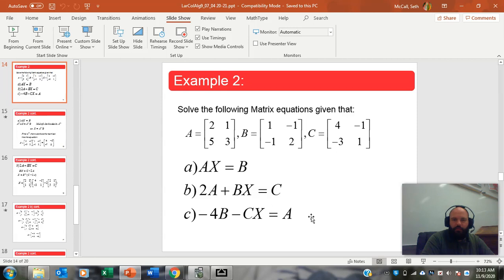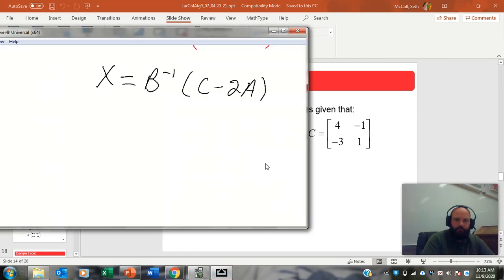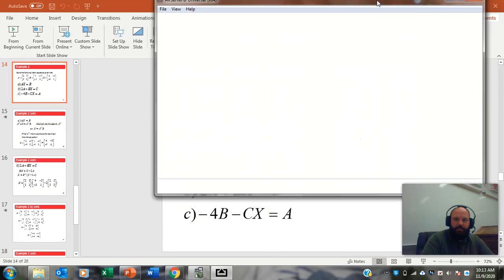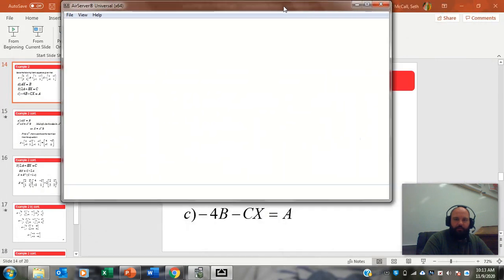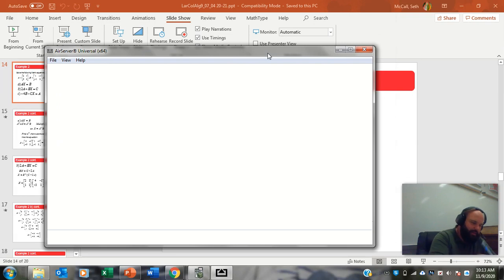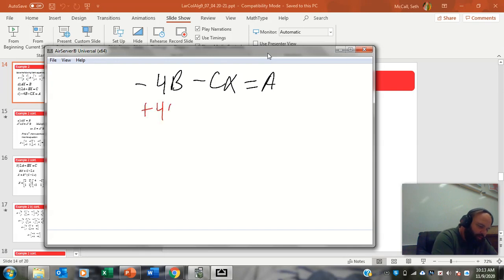So we'll do one more here. Let's look at part C. Part C has the expression -4b minus cx equals A. And once again, we need to solve for x. So the first thing we're going to do is we will add 4b to both sides. This cancels. We are left with -cx equals A plus 4b.